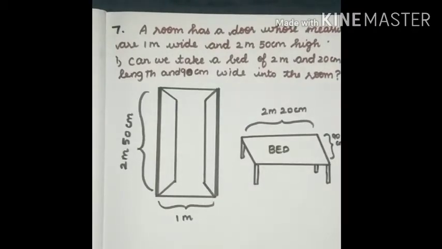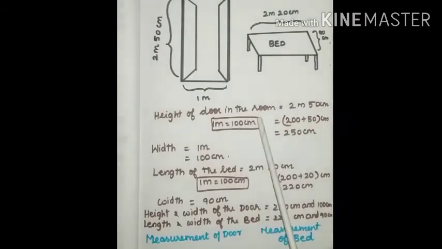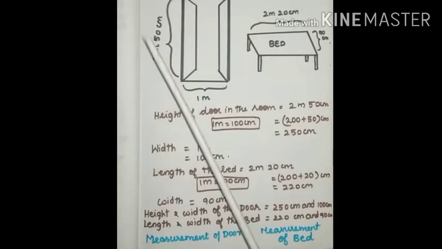Here we have to find, can we take this bed into the room or not? Let's find. Height of the door in the room is 2 meter 50 centimeter. Here we have mixed units now. So we have to convert meter into centimeter.